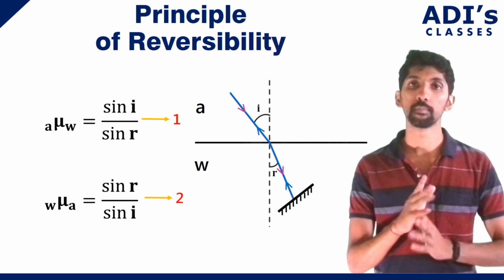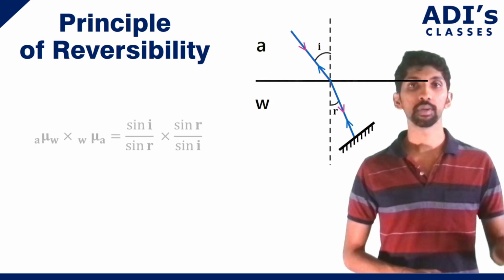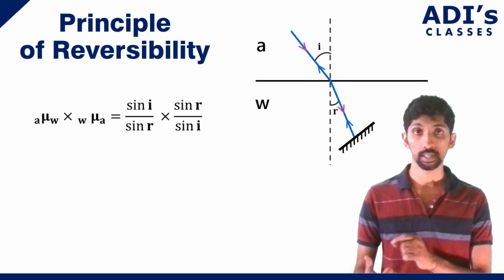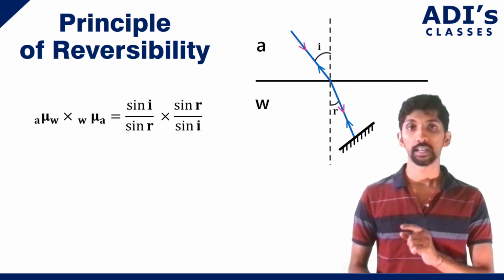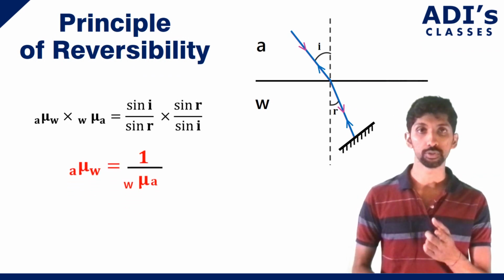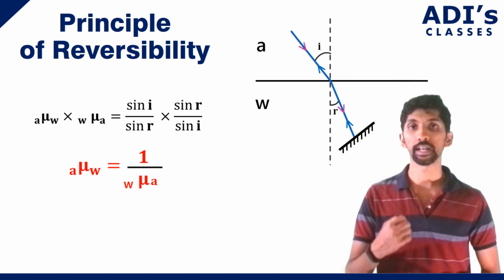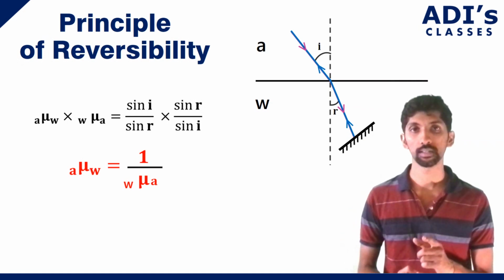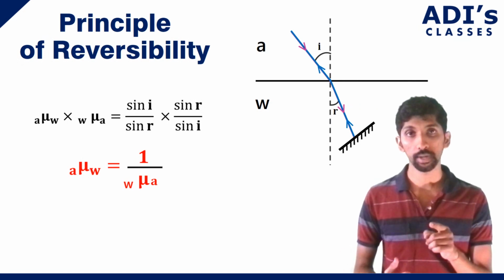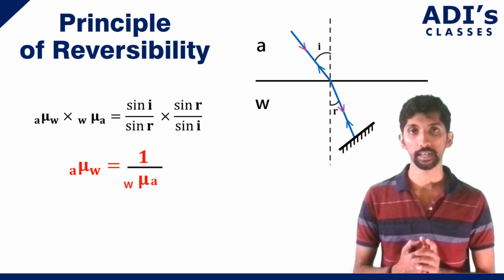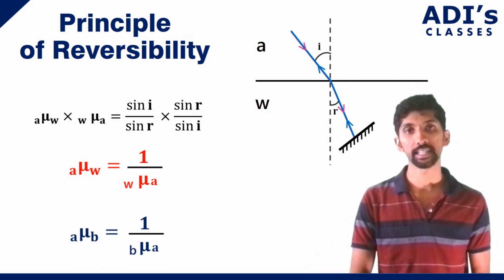Now what we'll do is multiply the first and second equations. You get A mu W into W mu A is equal to sin I by sin R into sin R by sin I, which gives you 1, right? So we have A mu W into W mu A is equal to 1, or A mu W is equal to 1 by W mu A, right? So this is what the principle of reversibility states.